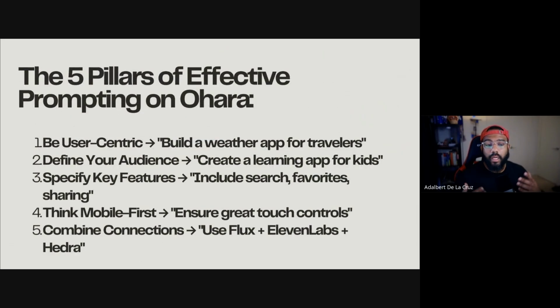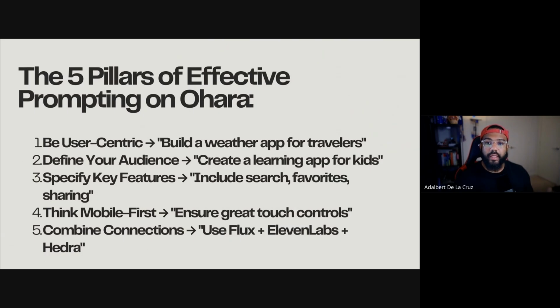So, effective prompting on Ohara, because every platform is different. And I realized that what you do on Ohara versus what you do on another platform is two different things. So the 5 pillars that I came up with of effective prompting on Ohara are: be user-centric, right? Building a weather app for travelers, right? Or building an app for moms or dads, right? You have to put that user persona, that user profile on who you're building for. That's important because it allows the model to understand who your target audience is.